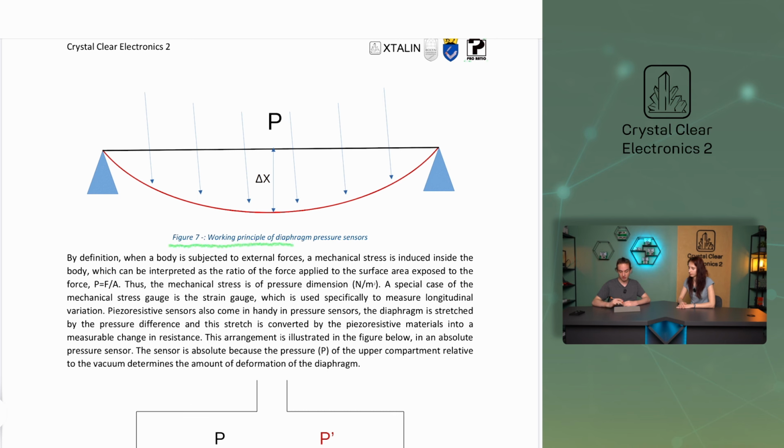diaphragm, as we can see in this figure. By definition, when a body is subjected to external forces, a mechanical stress is induced inside the body, which can be interpreted as the ratio of the force applied to the surface area exposed to the force, using a formula P equals F divided by A. Thus, the mechanical stress is of pressure dimension, which is Newton per square meter. A special case of the mechanical stress gauge is the strain gauge, which is used specifically to measure longitudinal variation.